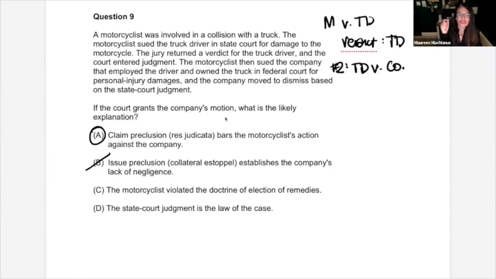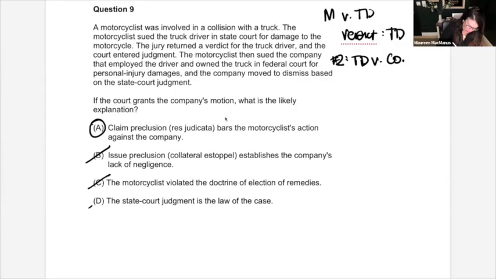D, the state court judgment is the law of the case. I have never seen this concept tested anywhere else in any other problem. But you do need to know what the law of the case is, which is essentially if there is something that has been determined, if it's a decision that the appeals court entered and issued certain findings, then that's the law of the case and that's what applies. We can't then change that later on. So like a factual finding, for example. So C and D are out.